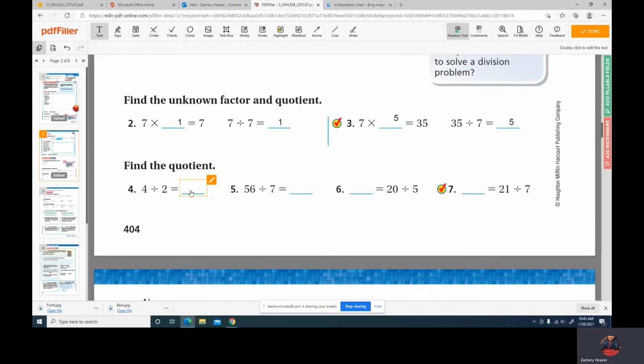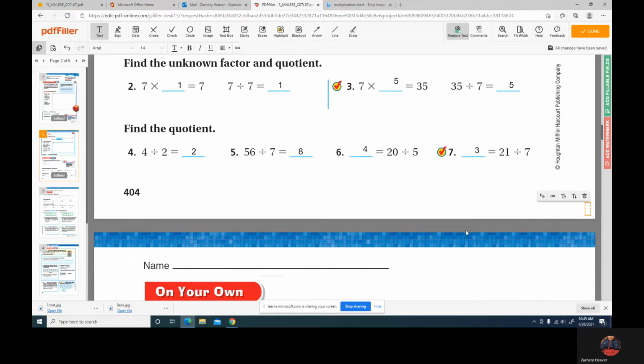4 divided by 2 is going to be 2. 56 divided by 7, if you use your chart, it's going to be 8. 20 divided by 5 is 4. And 21 divided by 7 is 3. So we have 1, 1, 5, 5, 2, 8, 4, and 3. Okay?